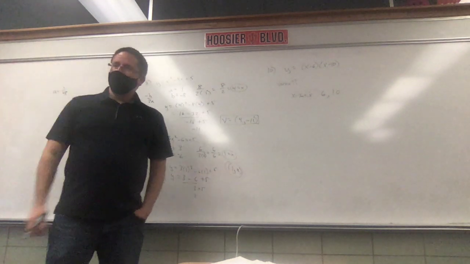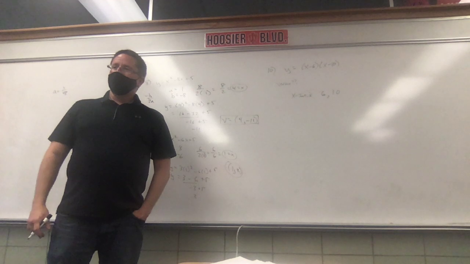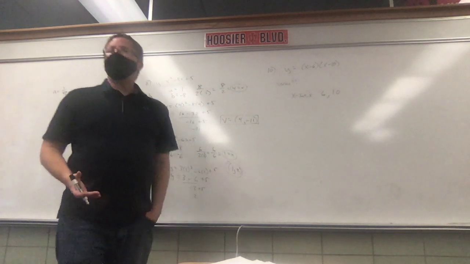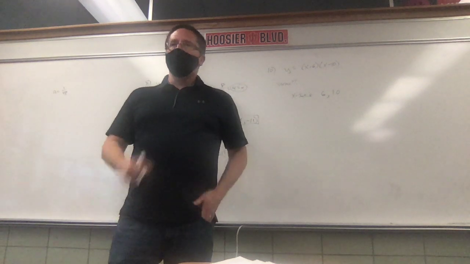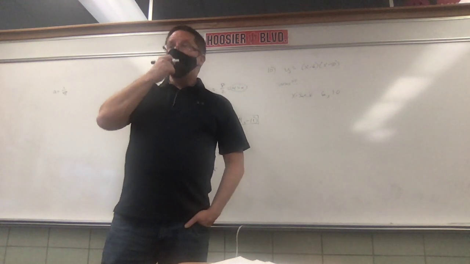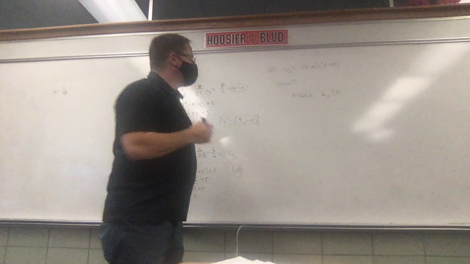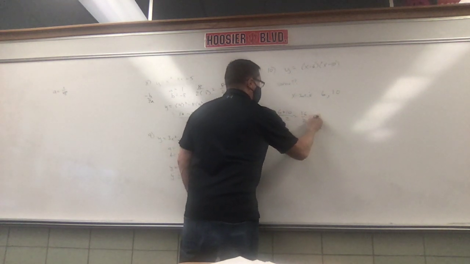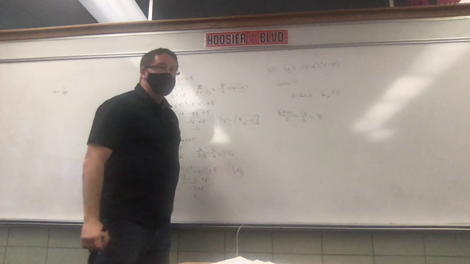How did I get 8? Is it 6 plus 10 and then divided by 2? Sure. If I give you the intercepts, where do you find the vertex? In the middle, right smack dab in the middle. So put 6 plus 10 divided by 2. 16 divided by 2 is 8. That's the x value.